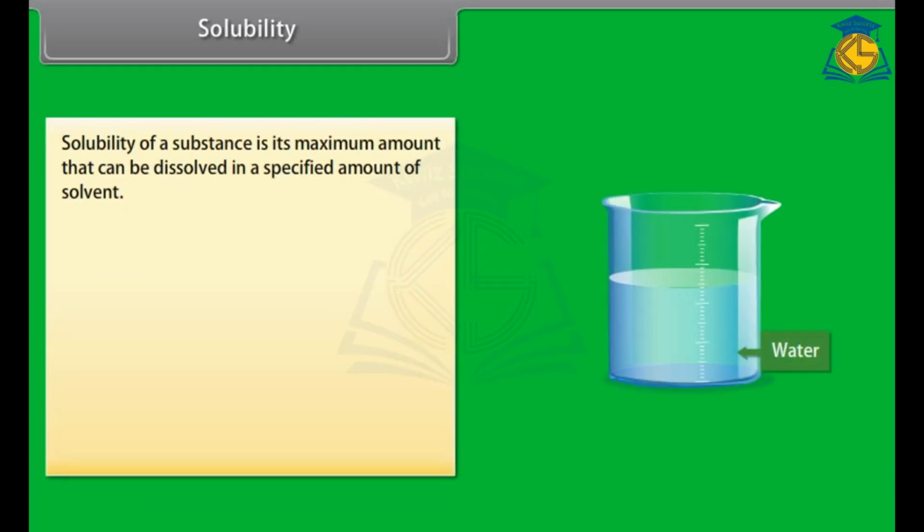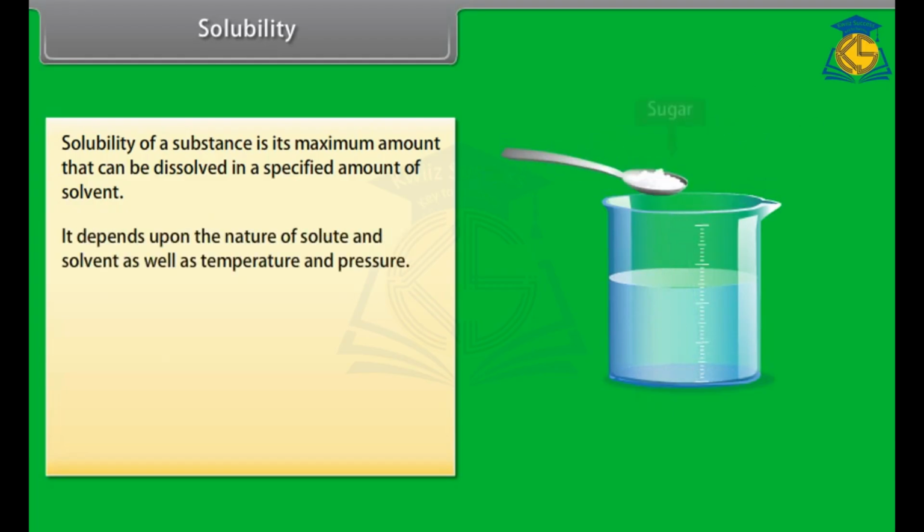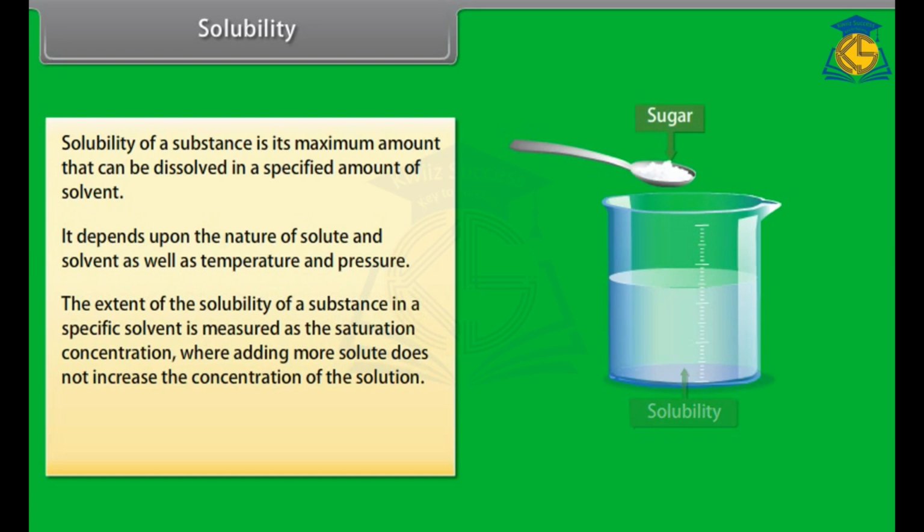Solubility. Solubility of a substance is its maximum amount that can be dissolved in a specified amount of solvent. It depends upon the nature of solute and solvent, as well as temperature and pressure. The extent of the solubility of a substance in a specific solvent is measured as the saturation concentration, where adding more solute does not increase the concentration of the solution.